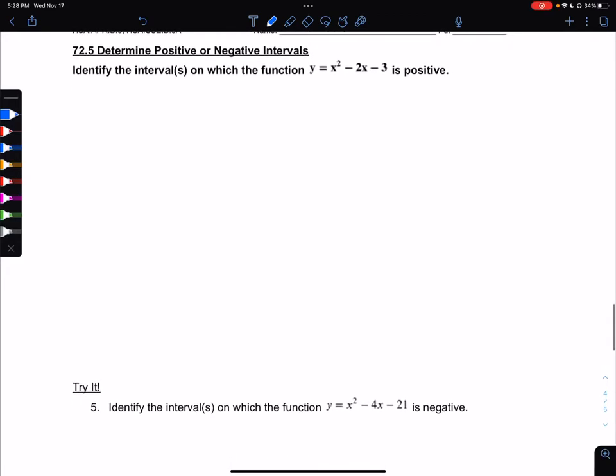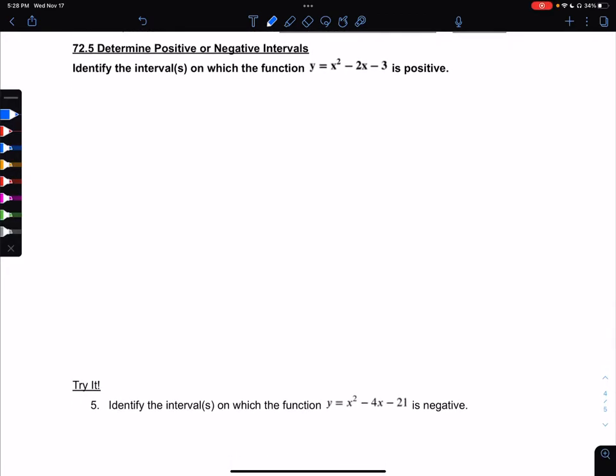In this video, we're going to look at topic 72, example 5, determine positive or negative intervals. Identify the interval or intervals on which the function y equals x squared minus 2x minus 3 is positive.